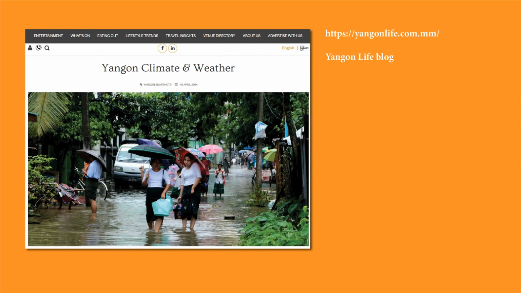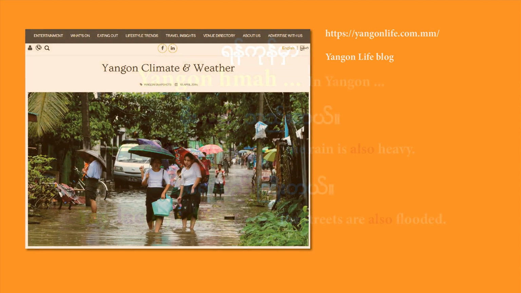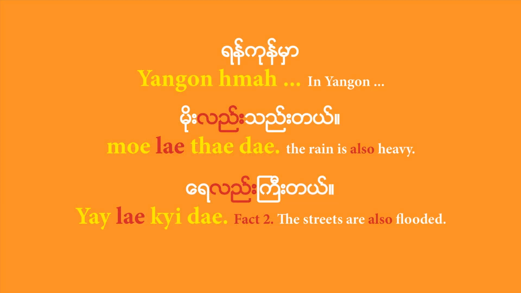It's important to note that in English, when you use also or too, you don't usually use it in the first sentence, you only do it in the subsequent sentences. But in Burmese, however, you use it in both the first and the subsequent occurrences.